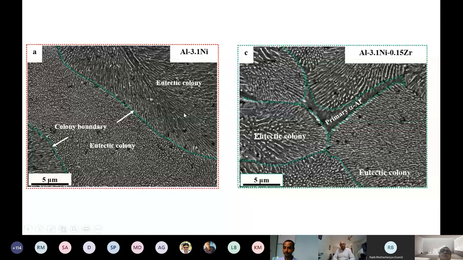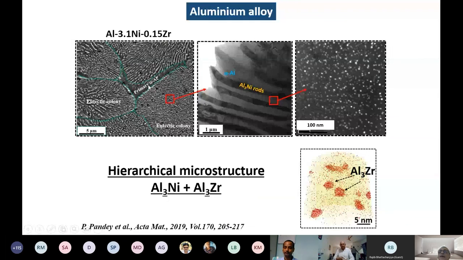So they are no good. Then we asked ourselves, can we add zirconium, a small amount, to strengthen the matrix and stop the coarsening? So we added zirconium, and you get a hierarchical microstructure. This is the lamella, the Al3Ni eutectic lamella. Look at the TEM: this is the Al3Ni rods and alpha matrix. You look at even higher magnifications, and you see the matrix is full of Al3Zr precipitate. You do atom probe, you confirm the compositions. So yes, it has formed.